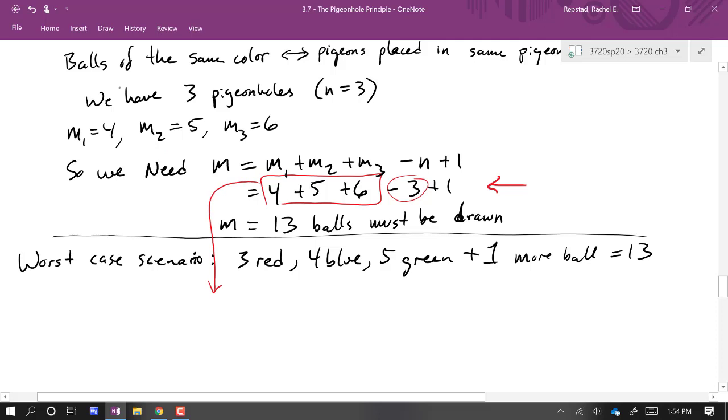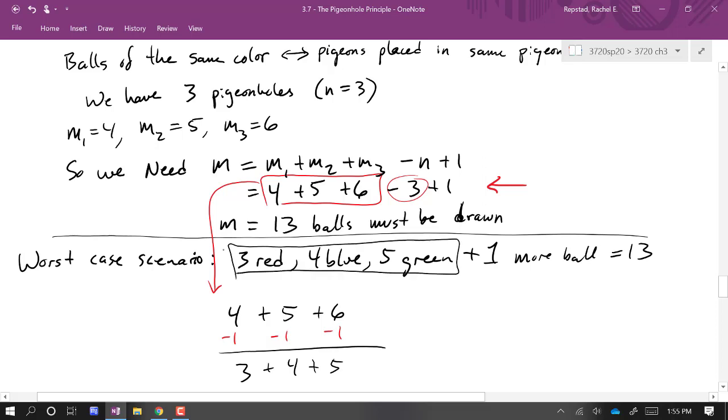But that's like taking these criteria, right? We want to meet at least one of these. So we have 4 plus 5 plus 6. But it's like saying, suppose I just come up one shy of each of these. There's my minus 3 accounted for now. Which gives us the 3 plus 4 plus 5 that we got when we thought about it a little bit more intuitively. So that's saying, come one shy of each of your goals, and then you need to add 1, which is what we did here.